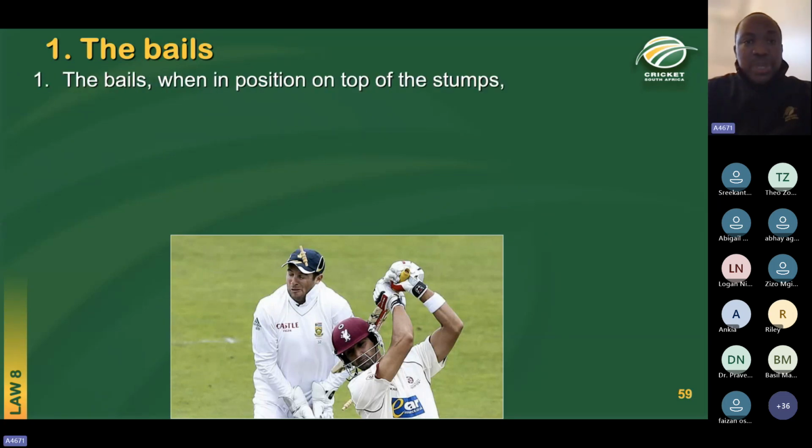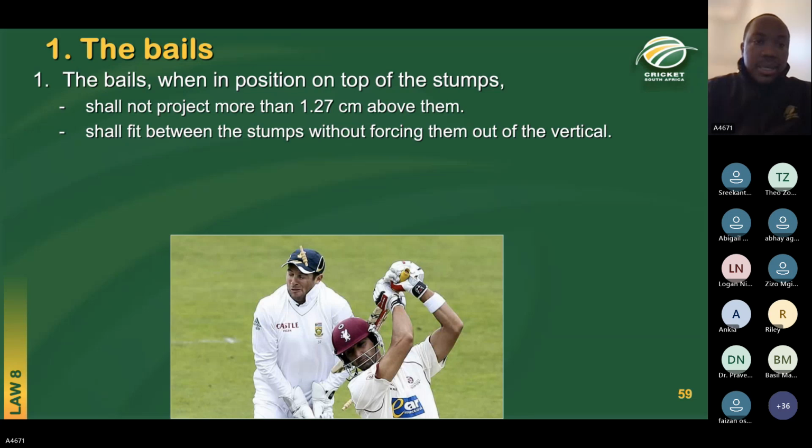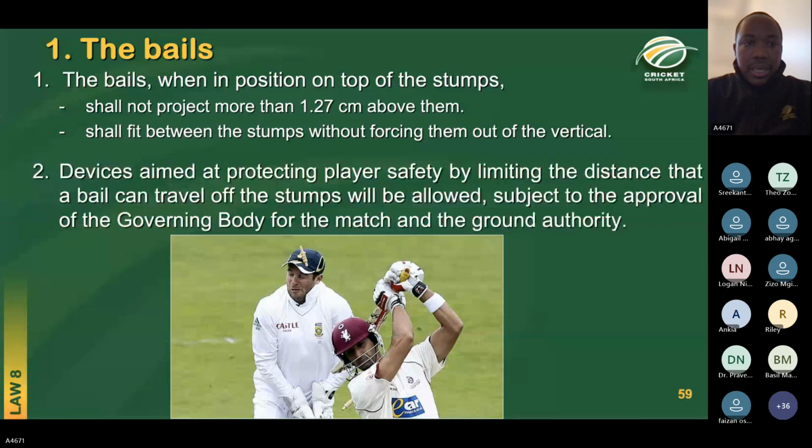The bails, when in position on top of the stumps, shall not project more than 1.27 centimeters above the stumps. They shall fit between the stumps without forcing them out of the vertical. Devices aimed at protecting player safety by limiting the distance that a bail can travel off the stumps will be allowed, subject to the approval of the governing body for the match and the ground authority.